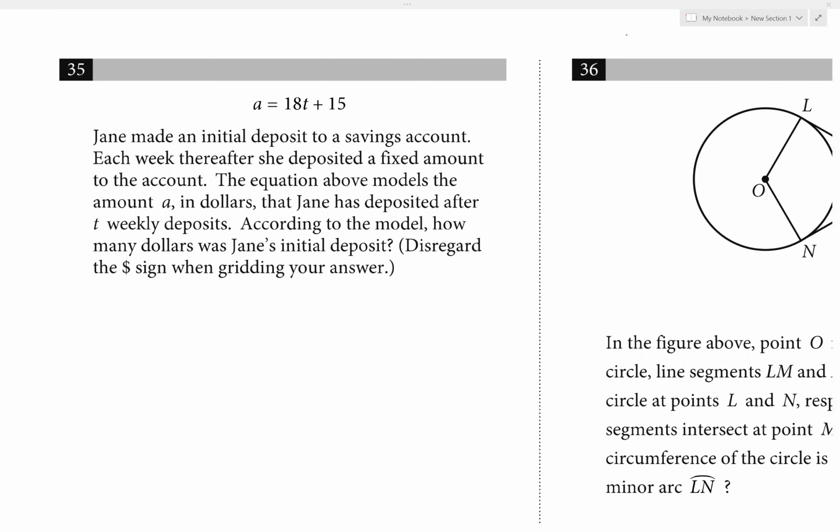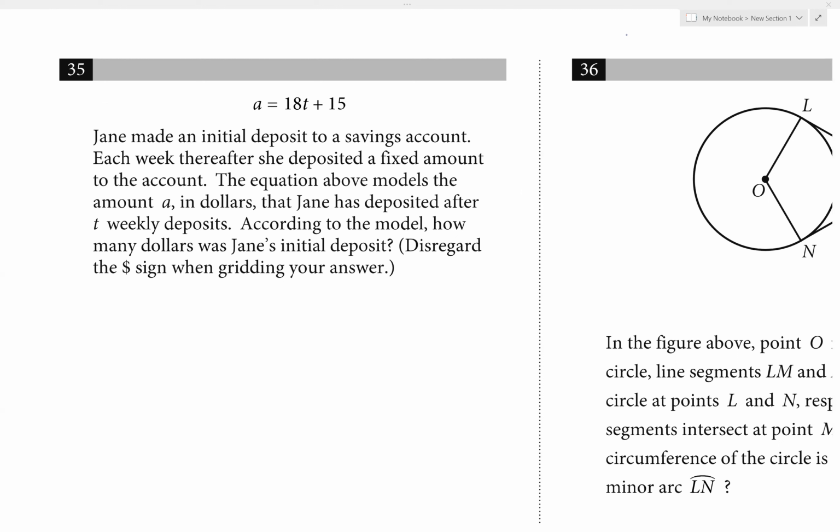All right, 35. A equals 18t plus 15 says Jane made an initial deposit into a savings account. Each week thereafter, she deposited a fixed amount into the account. The equation above models the amount A in dollars that Jane had deposited after t weekly deposits. According to the model, how many dollars were Jane's initial deposit? Disregard the dollar sign, we're getting our answer.